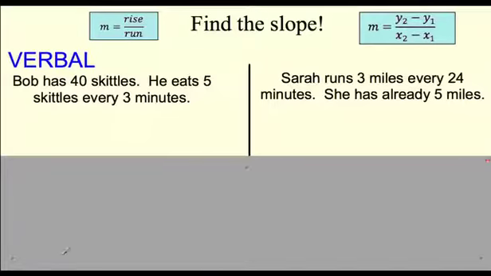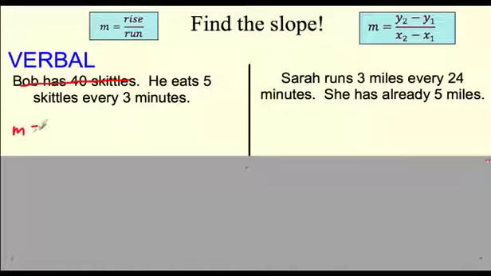All right, so let's take a look at this verbally. Verbally means we're going to look at a little word problem or situation here. So Bob has 40 Skittles. He eats 5 Skittles every 3 minutes. So I'm looking for the slope, or really you got to think about it, rate of change here. I'm looking for the change. Is 40 the change? No, he starts with 40. That's not anything changing. That's a constant. Here's the change. He eats 5 Skittles every 3 minutes.